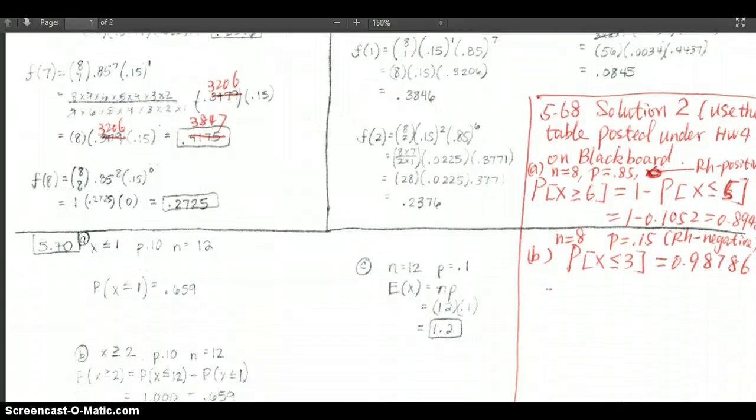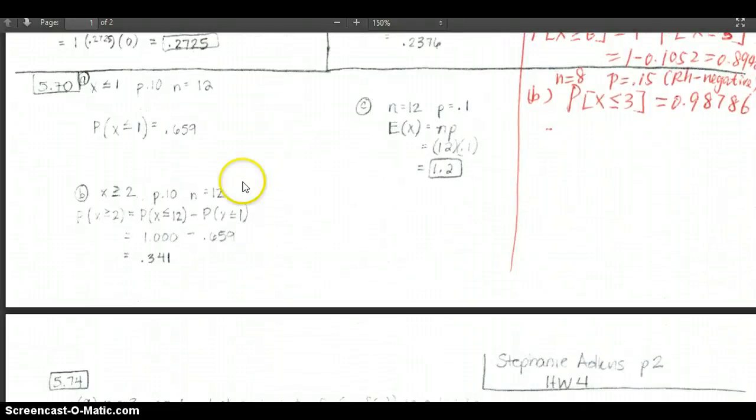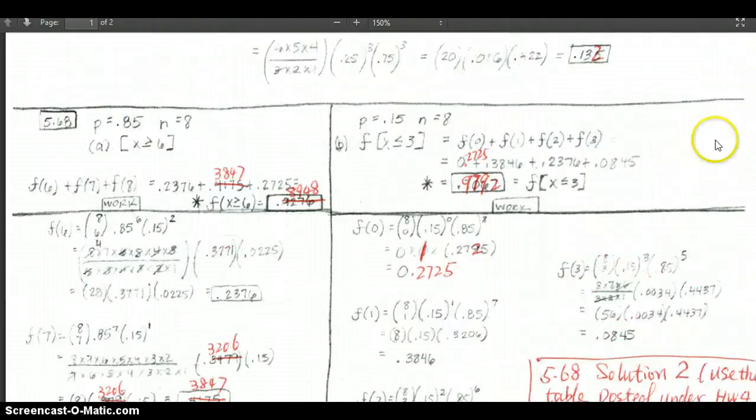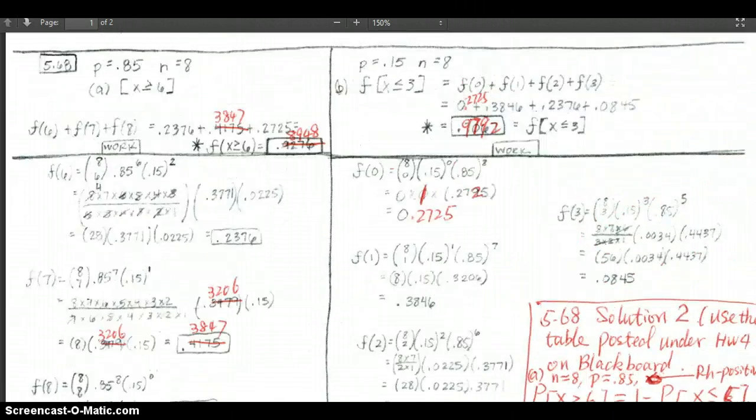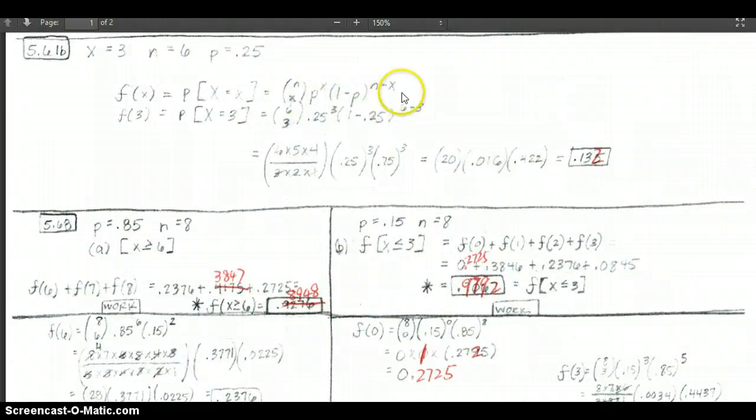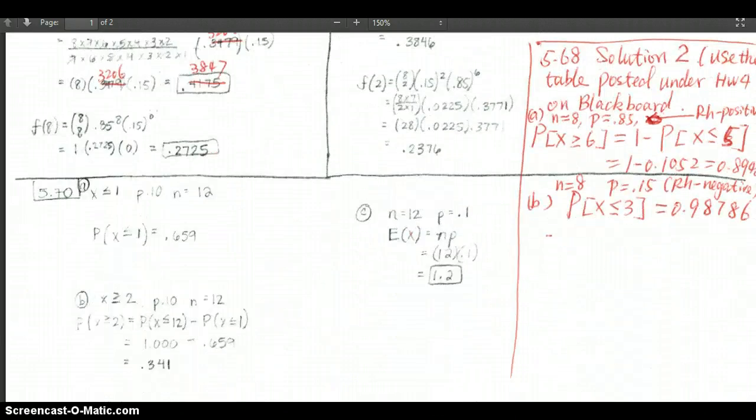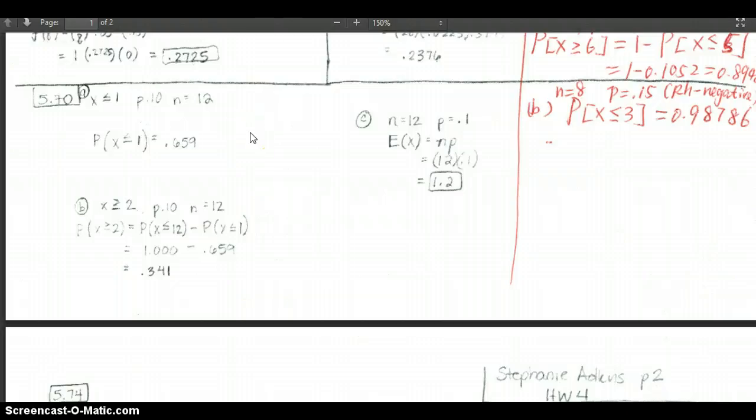And now let's look at 5.70. So this one we will use the table to do it. You can also do what Stephanie did before. X is at most 1, so you can use the formula. You're doing 0 and 1, so adding f(0) and f(1), p equals 0.10 and n equals 12. So plug into this formula one more time to get these two and add them up. But of course, using the table is much easier.